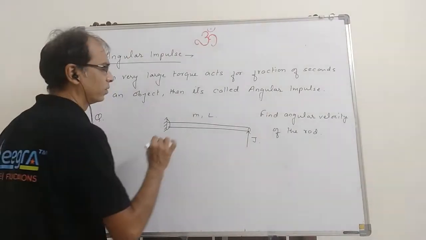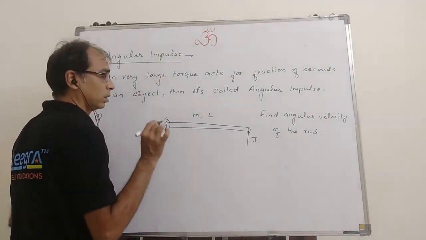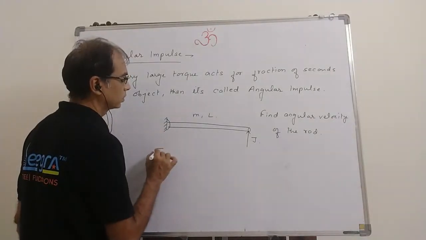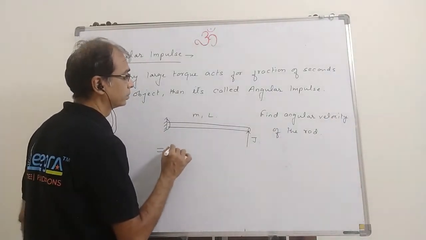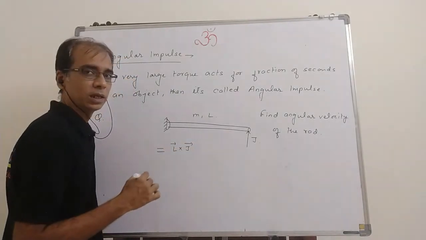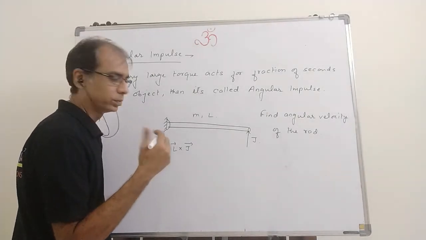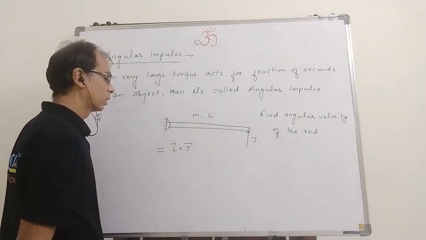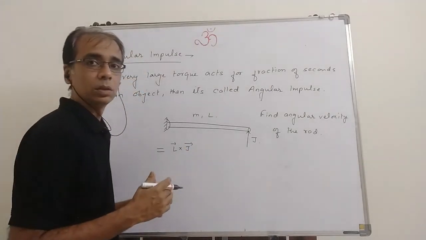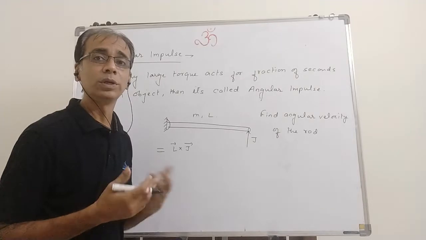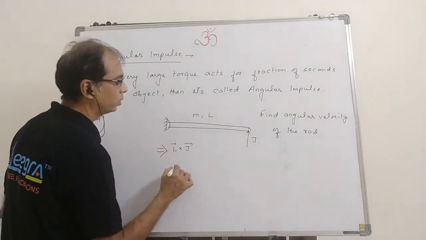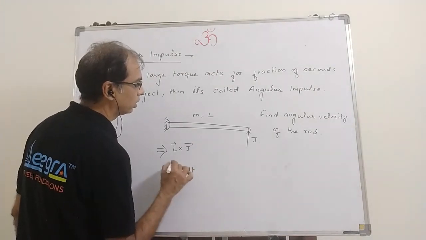But in this one, first of all, the angular impulse that we are writing, let's say that is l cross J, which direction? Towards you, right? Now l cross J is angular impulse, or you can take it in terms of tau dt. That way also we can. Tau dt also you can do.